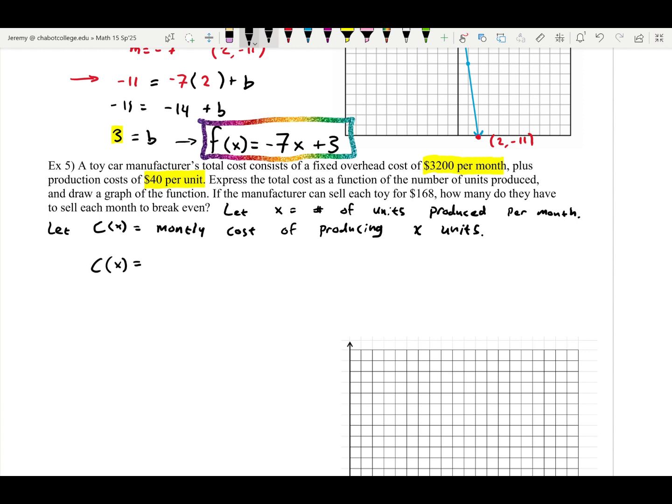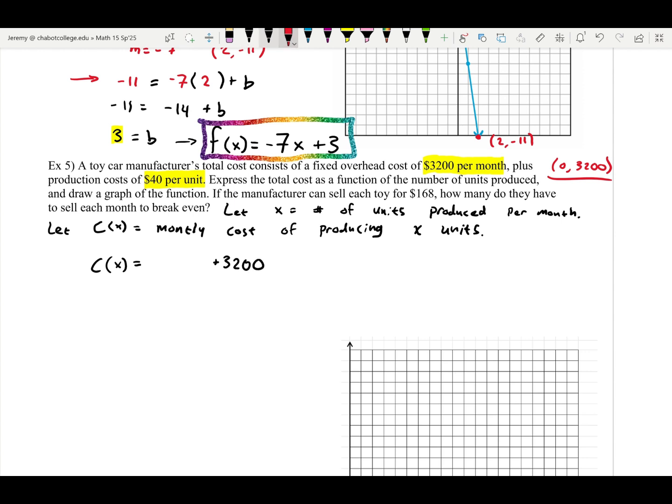Now we should be able to come up with this function pretty quickly because suppose that we don't produce any units. What is going to be the cost if x is equal to 0? Well, we're always going to have that overhead cost of $3,200. So we know we're going to have this ordered pair (0, 3,200). That's our y-intercept already. Okay, so we know that this is going to be plus 3,200 on the end of our function.